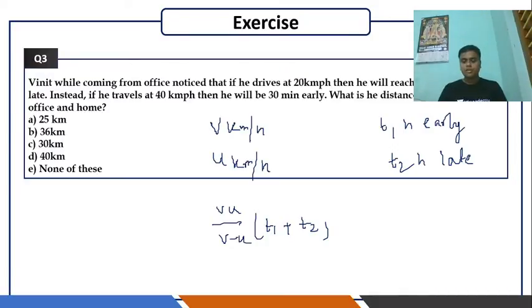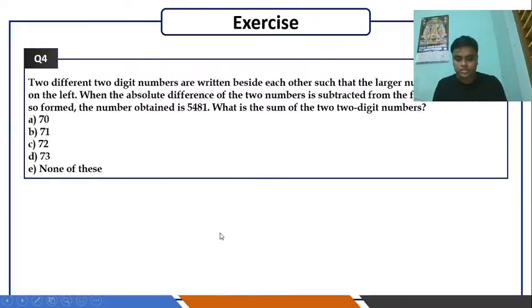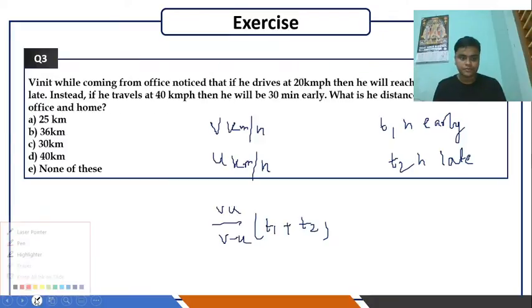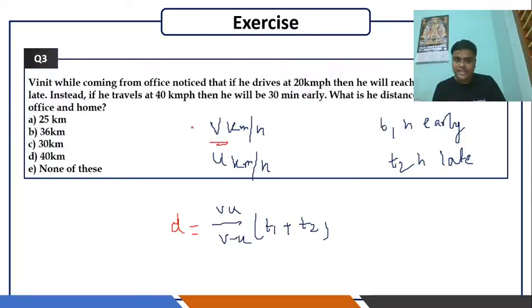So the distance between the two points is going to be vu by v minus u into t1 plus t2. I just need to apply the trick over here to solve the problem. Here I know the value of v. The value of v is actually the higher of the two speeds. Here I have 20 kmph and 40 kmph, so the higher of these two is the value of v. So it is 40 kmph, and the time corresponding to 40 kmph is the value of t1.